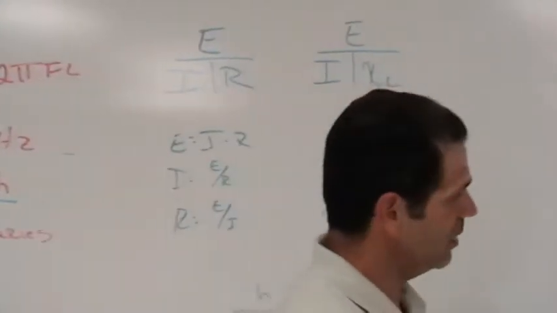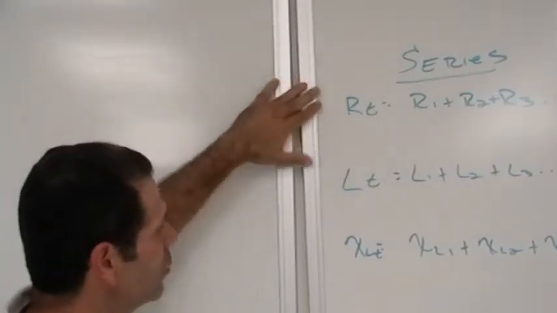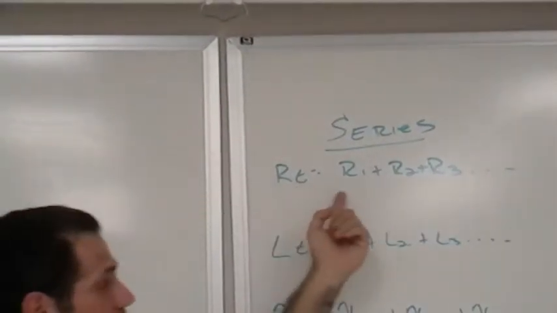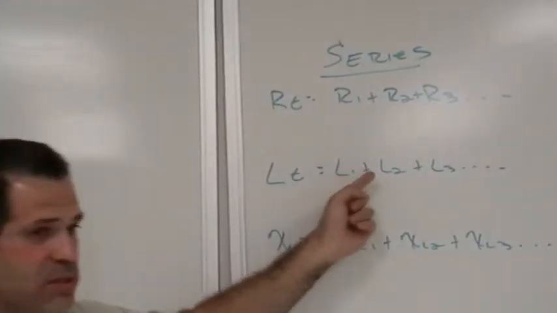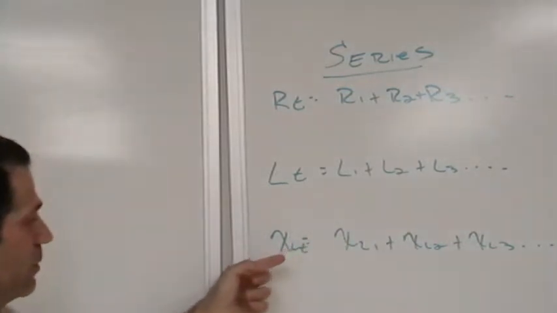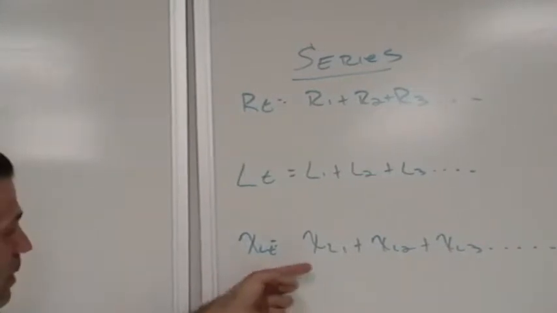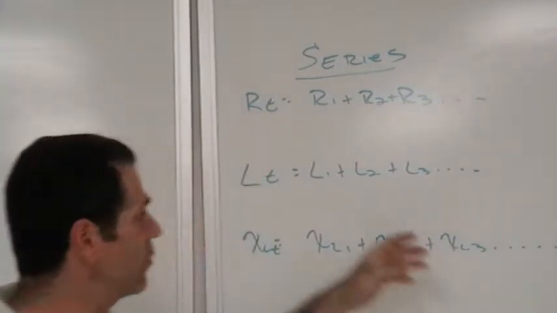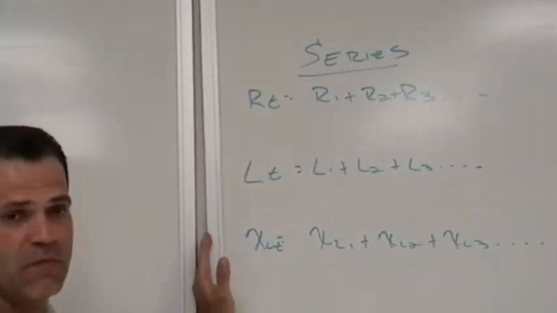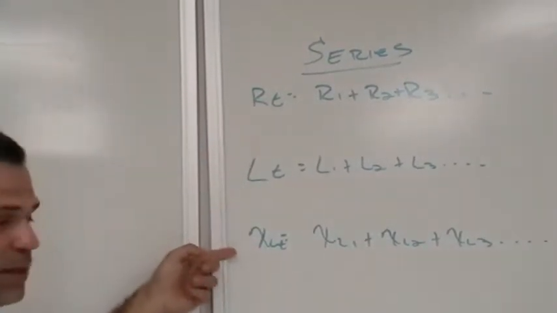Over here, I wrote down the formulas for both DC and AC. In a series circuit, we know that total resistance is R1 plus R2 plus R3 and so on. Inductance, which is measured in henries, is L1 plus L2 plus L3. Inductive reactance, which is another form of ohms, is X of L1 plus X of L2 plus X of L3, and so on and so on. These formulas don't change. They're basically the same for a series circuit in resistance, inductance, and inductive reactance.